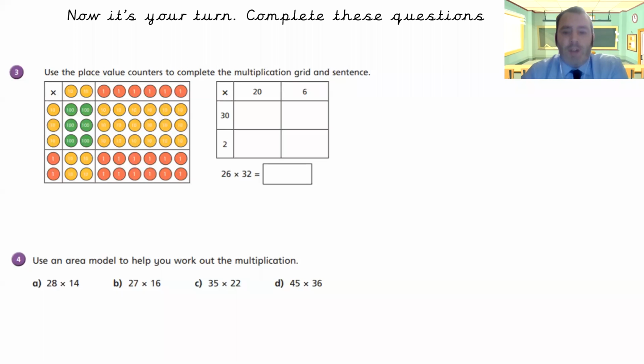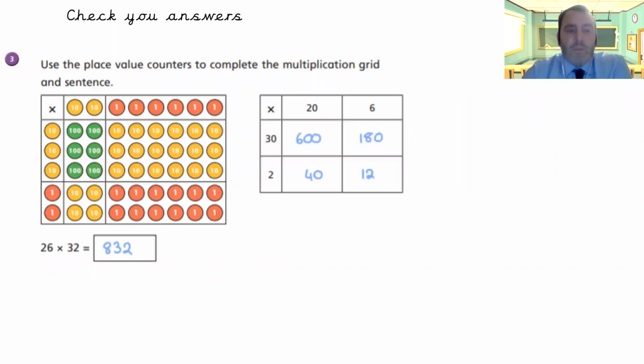Okay, ready for the answers? Looking at question 3 first. 26 times 32. So we need to do 20 times 30. We can use the place value grid here to help us and the counters. We've got 1, 2, 3, 4, 5, 6. We've got 6 hundreds there.